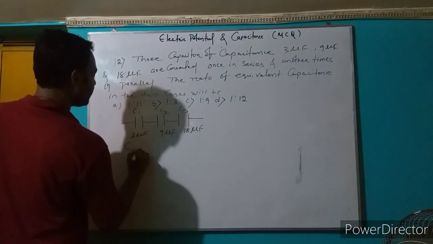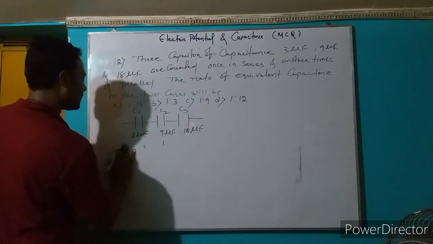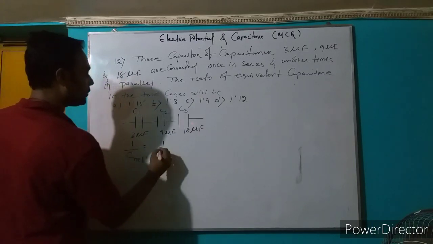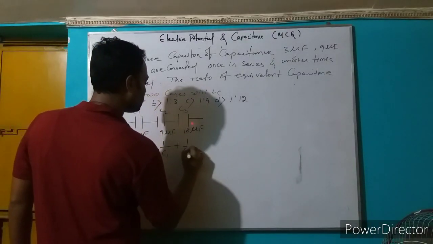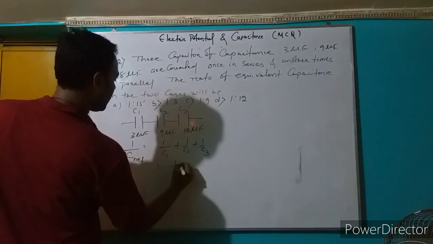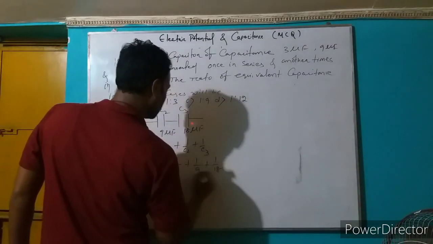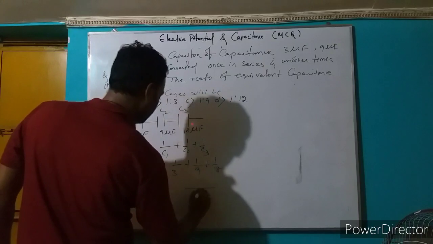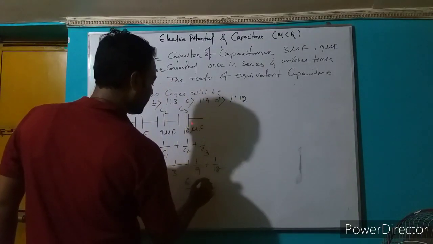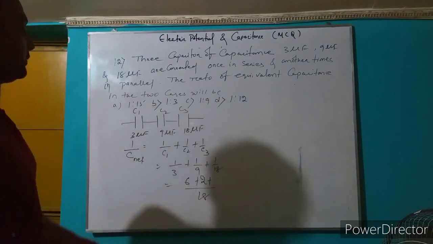The net capacitance in series connection, we know that 1 by C net equals 1 by C1 plus 1 by C2 plus 1 by C3 in series connection. So 1 by C1 means 1 by 3 plus 1 by 9 plus 1 by 18. So our LCM is 18. 18 divided by 3 is 6, 6 into 1 is 6. 18 divided by 9 is 2.